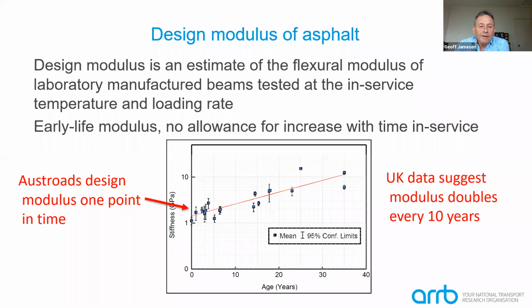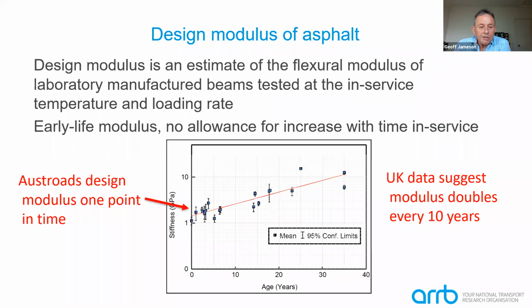In terms of our definition of design modulus, it's an estimate of the flexural modulus of laboratory manufactured beams tested at the in-service temperature and loading rates. So it's an early life modulus. Although we have data available that shows that modulus increases with time, if the pavement is sufficiently sound, it would increase with time, and in fact, maybe even double every 10 years.